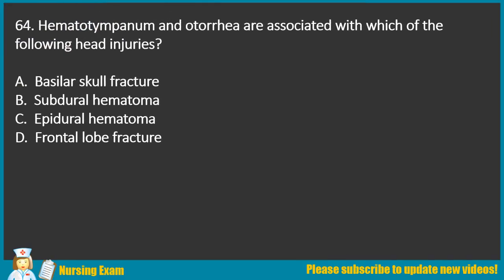Question 64. Hemotympanum and otorrhea are associated with which of the following head injuries? A. Basilar skull fracture. B. Subdural hematoma. C. Epidural hematoma. D. Frontal lobe fracture.